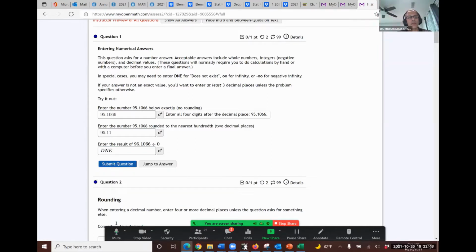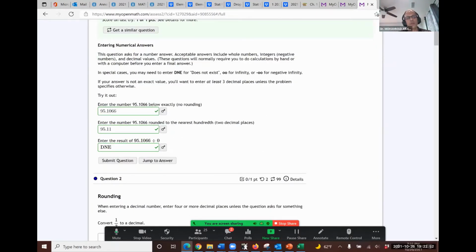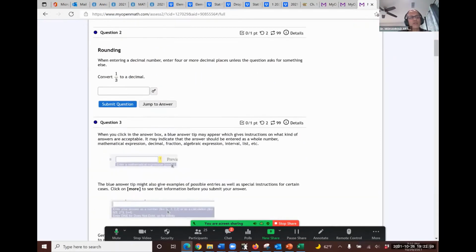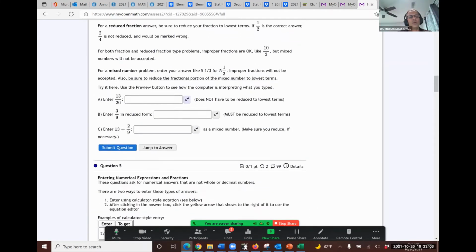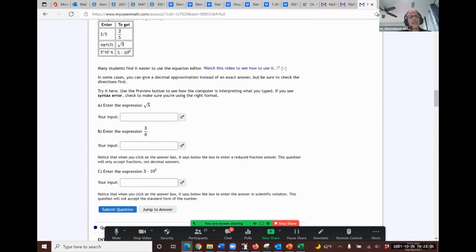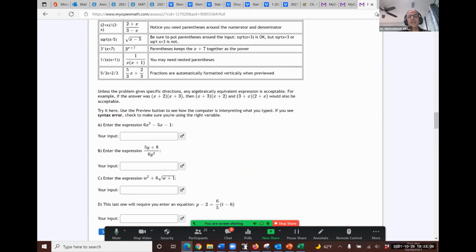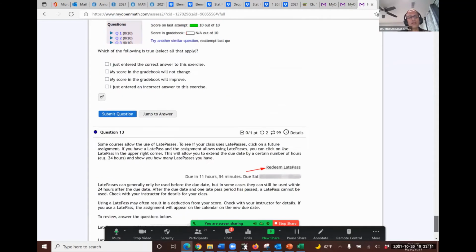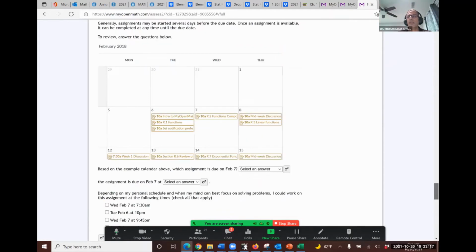Let's submit the question, and notice what happens. There is a check mark, which means I have done it right. Otherwise, I can redo that. Now the next one is rounding, and more questions. Enter the expression in the format, putting the percentage. Please do this. It doesn't take long, but it is really important. It also tells you about the late pass.